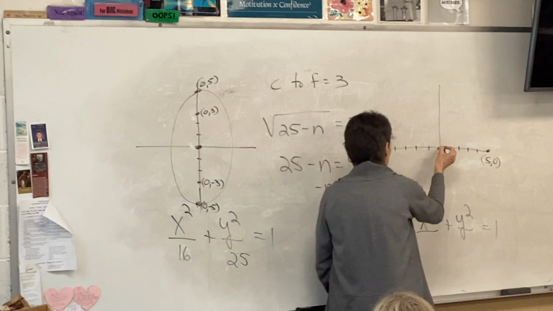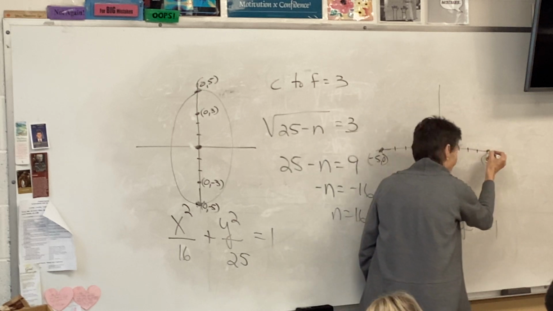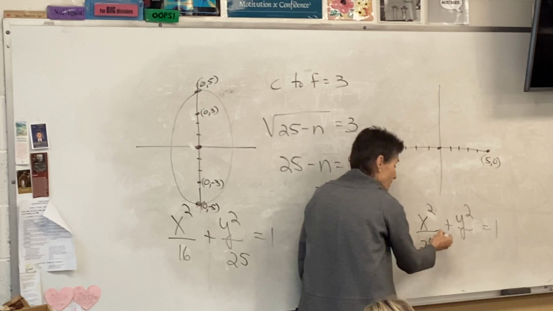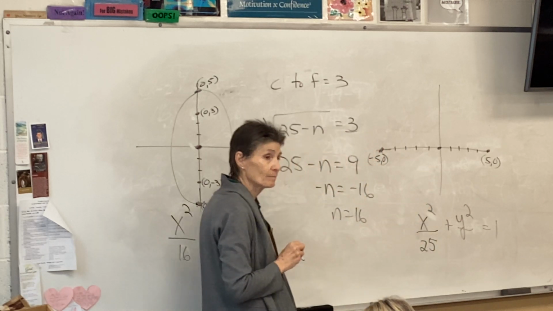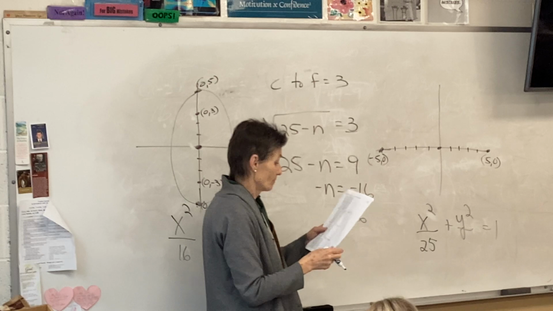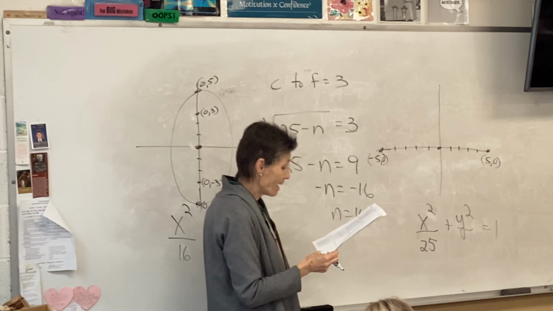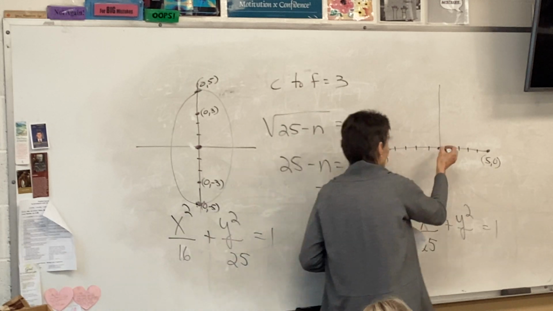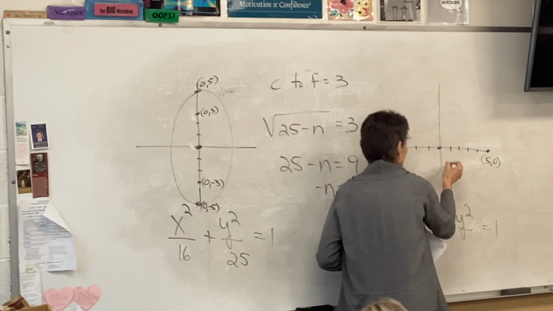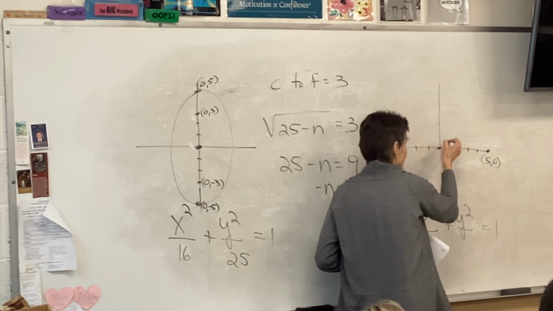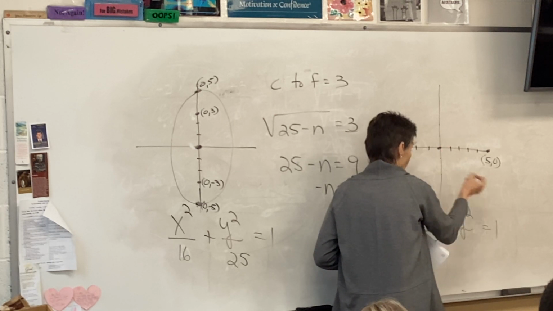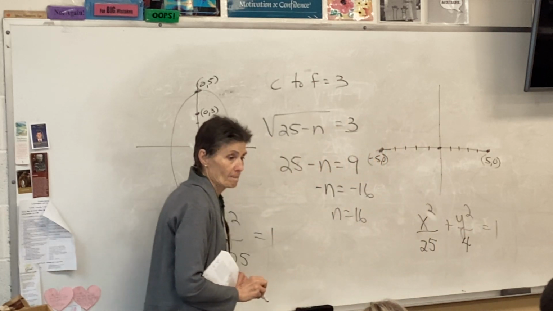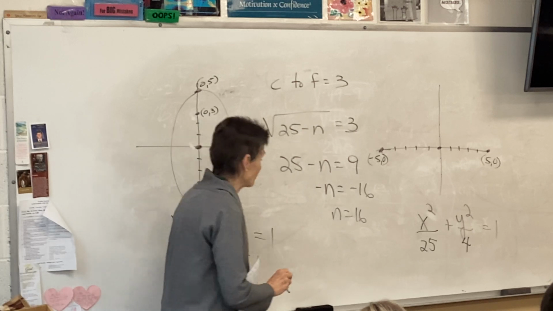And since I went back and forth 5, I know under X will be a 25. The minor axis is 4. So what does that mean? If the minor axis is 4 units long, that means I'm counting up and down 2, which means under Y is a 4. Big puzzle.